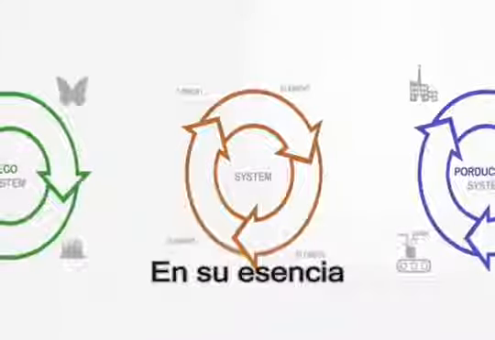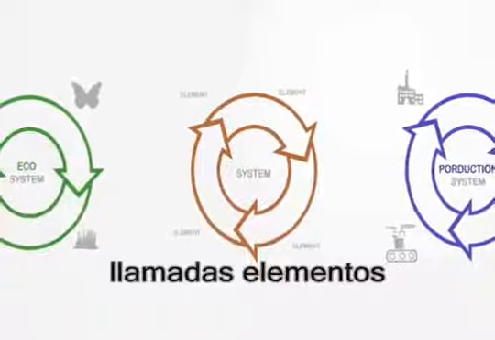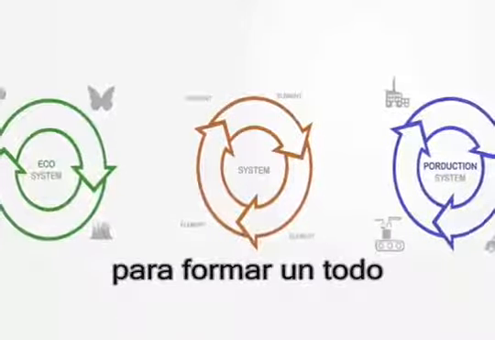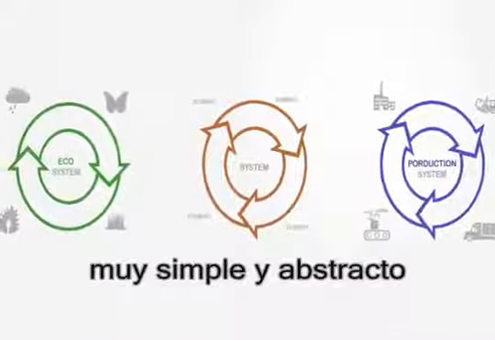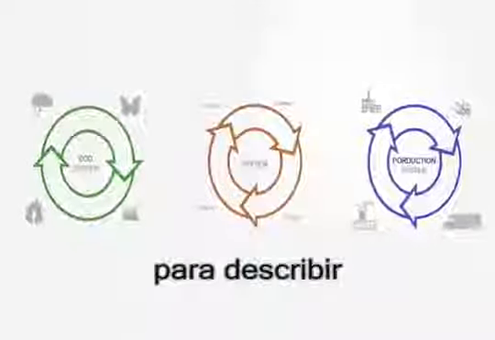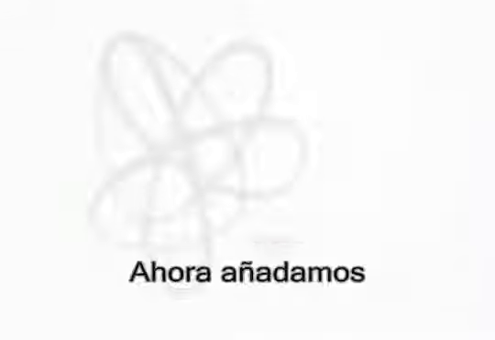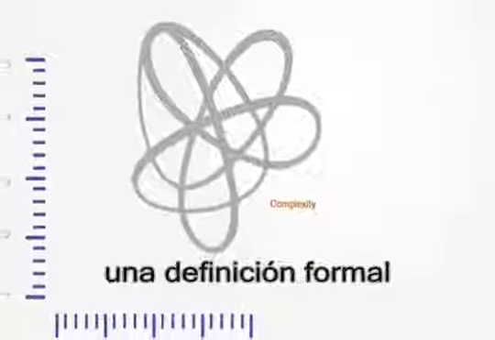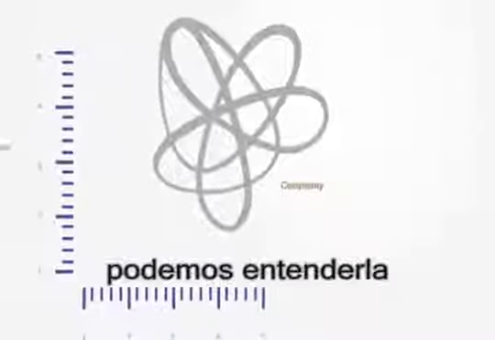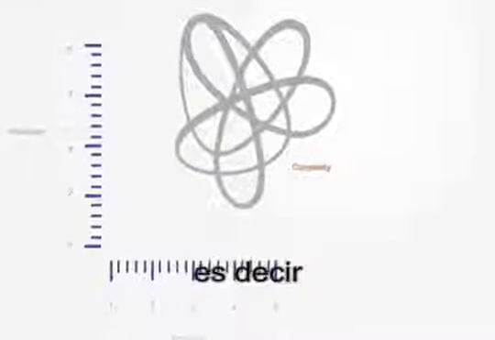In its essence, it is a group of parts called elements that function together to form a whole that is called the system. This very simple and abstract model can be used to describe a wide variety of things. Now, let's add complexity to this. Although there is no formal definition for it, we can understand complexity as a parameter. That is to say that it is a measurement of something.